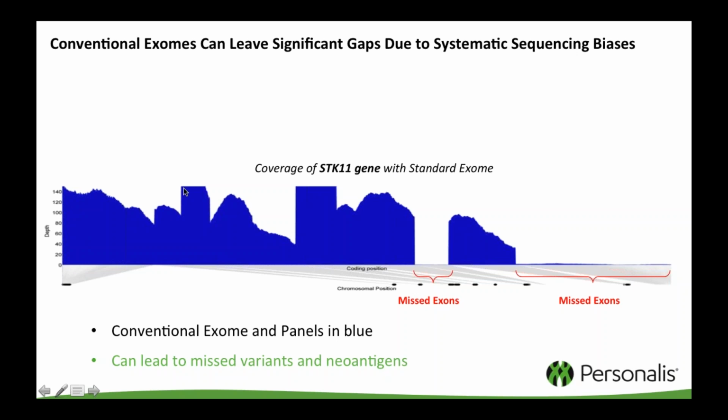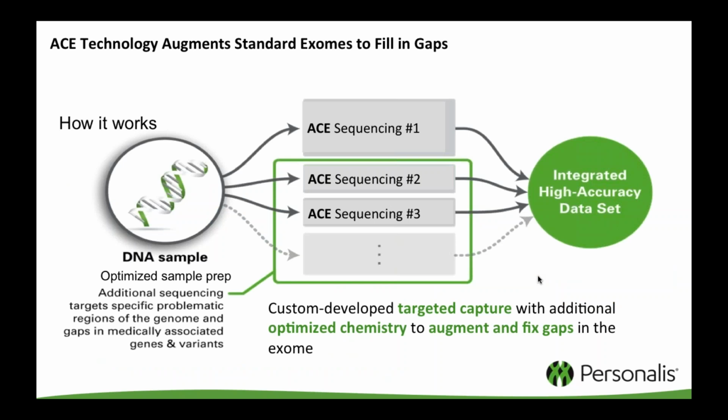You have areas very sufficiently covered at high depth, greater than 150x, but you also have suboptimal regions. And as you notice here, even though this gene was sequenced to very high depth, it still fails to cover whole exonic regions using a standard exome assay approach. And variants residing in these regions, shown here by the red bracket, could be completely missed using a standard whole exome sequencing assay. And if those regions happen to harbor a variant that results in an immunogenic epitope, it would be missed by the conventional assay. And so this is what we have really addressed and recognized with our proprietary ACE approach.